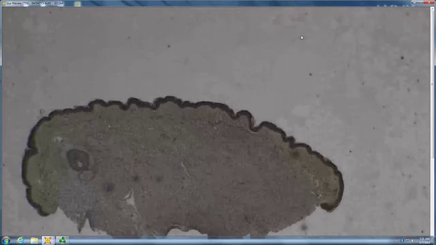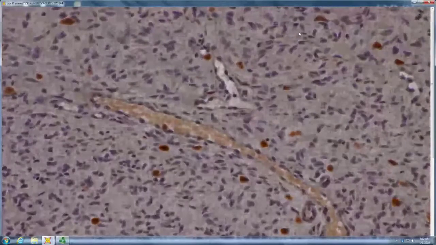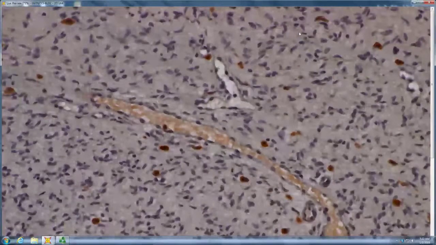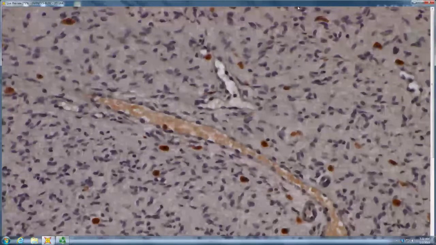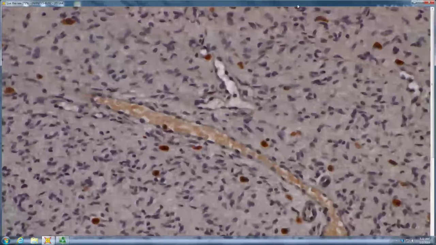And this one I can just walk you through. This is a Leder stain on a neurofibroma, just to show you the number of mast cells that you have there. Anything myxoid tends to have mast cells, and there are tons of mast cells in neurofibromas. In fact, if you ever need a control for a mast cell stain, neurofibroma is usually what we use.